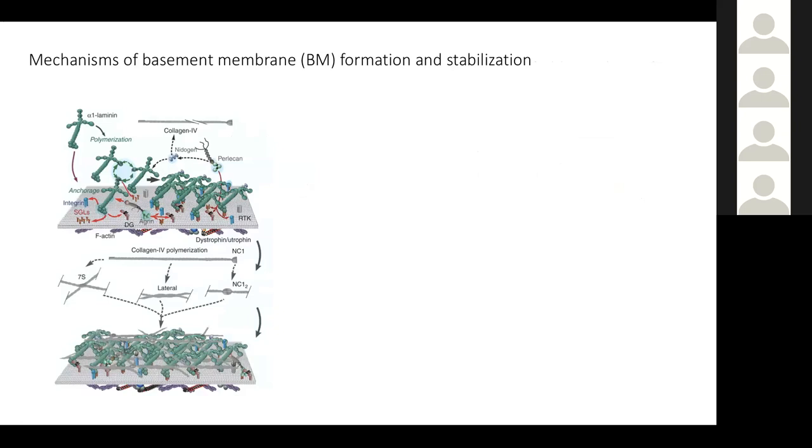So just a very quick background: the basement membrane is this polymer network that underlies epithelial cells. It's this network of laminin and collagen molecules that really provides this structural separation between epithelia and mesenchyme.